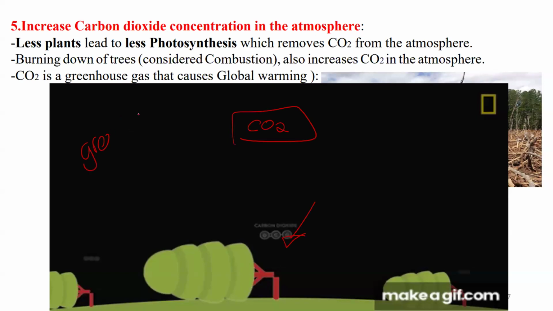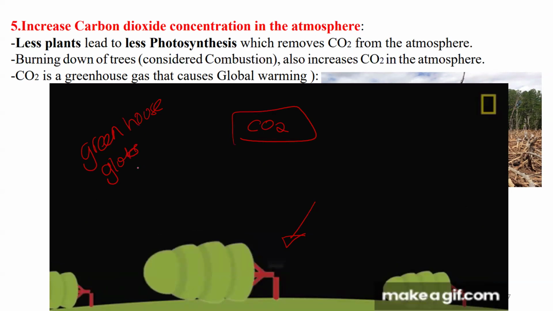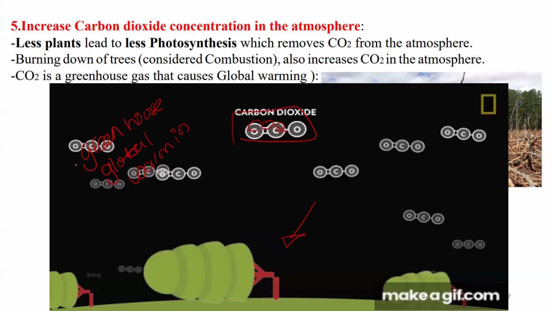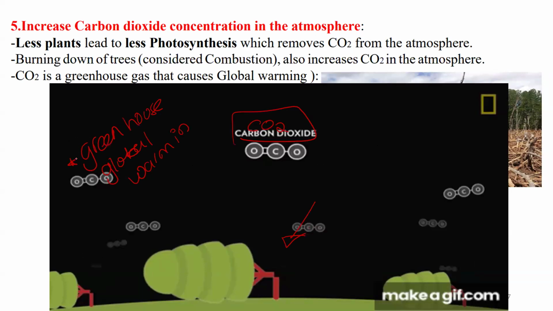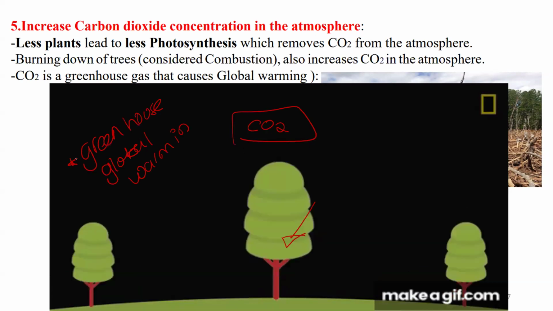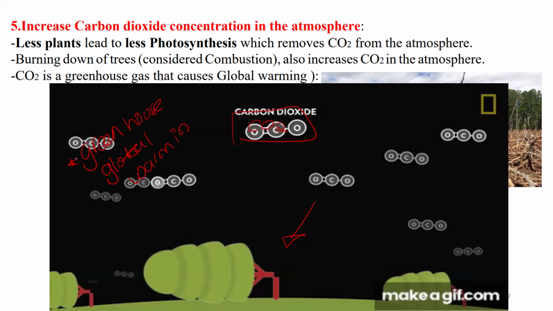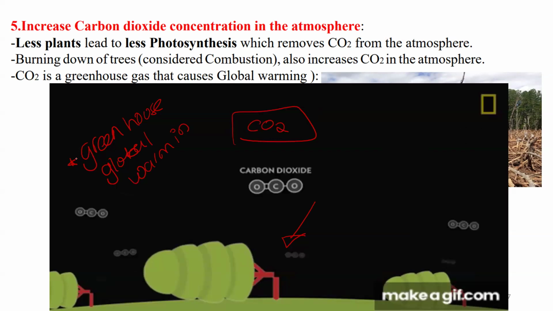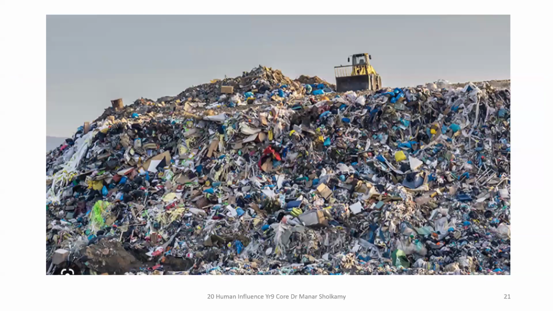Can someone tell me what is a greenhouse gas that causes global warming? What are these terms? Global warming. Who told me that the CO2 is a greenhouse gas? It's a gas that prevents the escape of heat into space. Perfect. Okay, some of you know it, some of you don't. I'll jump into the global warming diagram so we understand it together. Again, this is both core and supplements. Very, very common questions here.